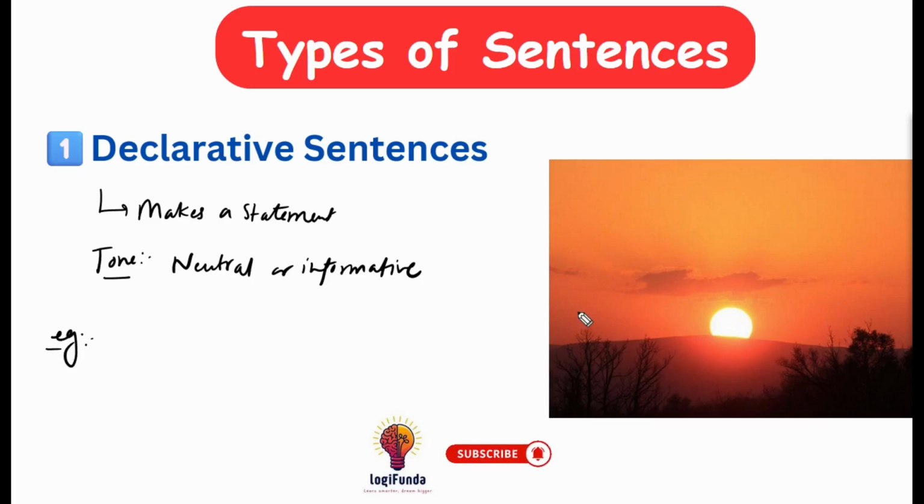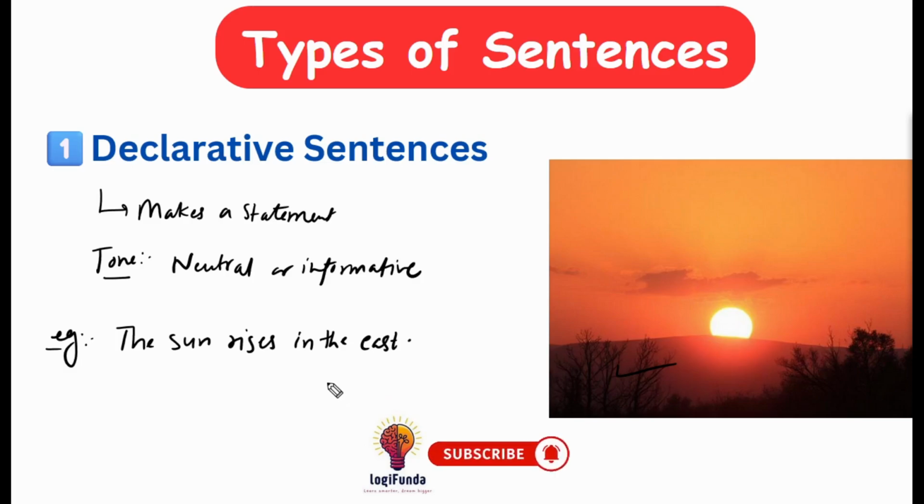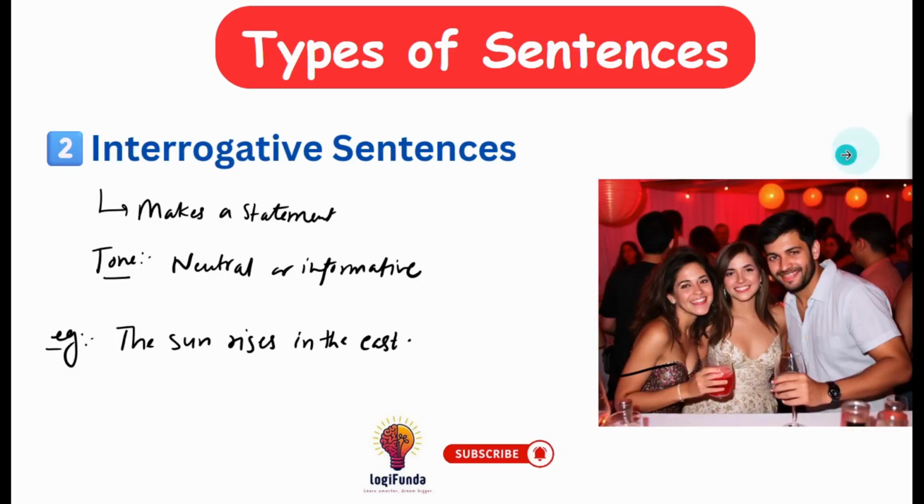We'll also take an example here. For example, you can see the beautiful picture here. You can say, the sun rises in the east. So we understood the type 1, declarative sentences. Whenever you are making a statement and the tone of these sentences is neutral or informative, I've also given you the example here. These types of sentences are known as declarative sentences.